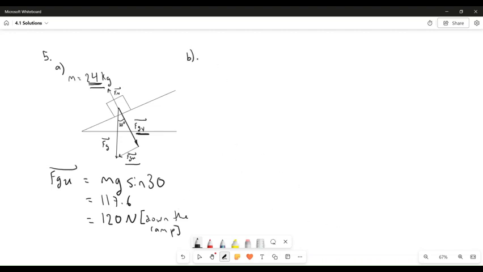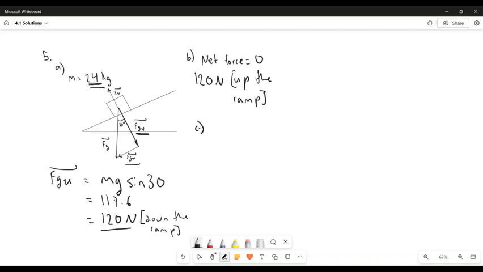Okay, time for question B. So question B is asking for constant velocity. So if it's constant velocity, that basically means that net force is equal to 0, which means that the force that the worker has to apply must be equal to the force that is down the ramp. So if we want it to move at constant velocity, the worker must also apply 120 newtons, but this time up the ramp.